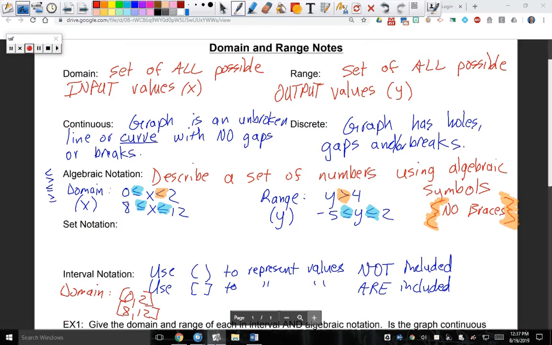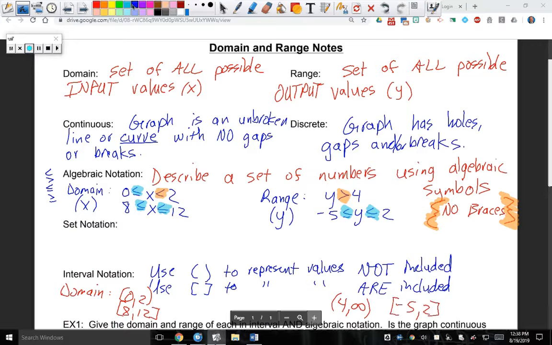Sorry, I did not mean to put a bracket on this too. What should I have put? Parentheses. So parentheses on the 2, brackets on everything else. Okay? And over here on the range, we're going to put y's that are greater than 4. So that means I'm going to start at 4 and go to infinity. Parentheses on both. This one I'm going to start at negative 5 and go to 2, and I'm going to bracket on both because I'm including both of them.